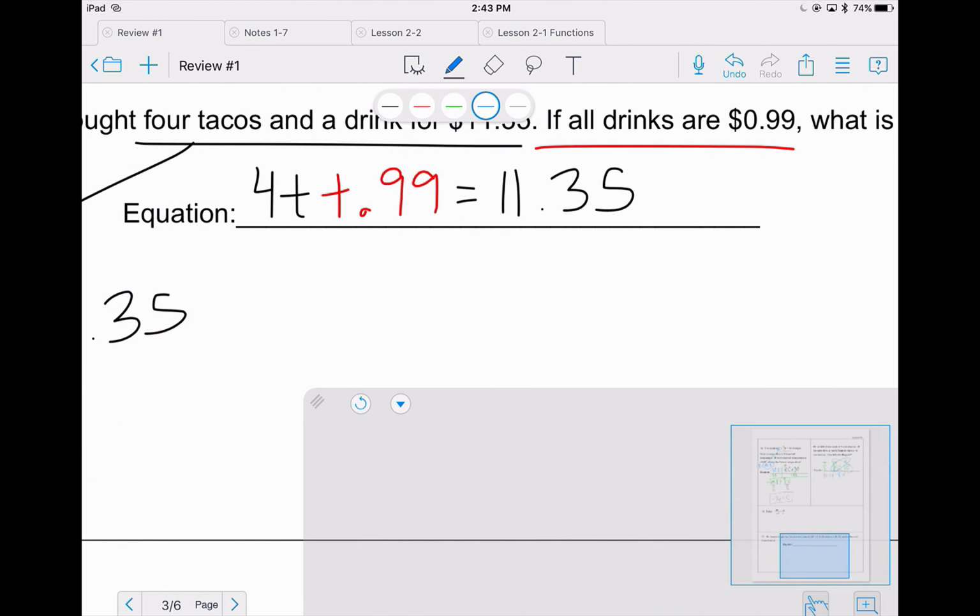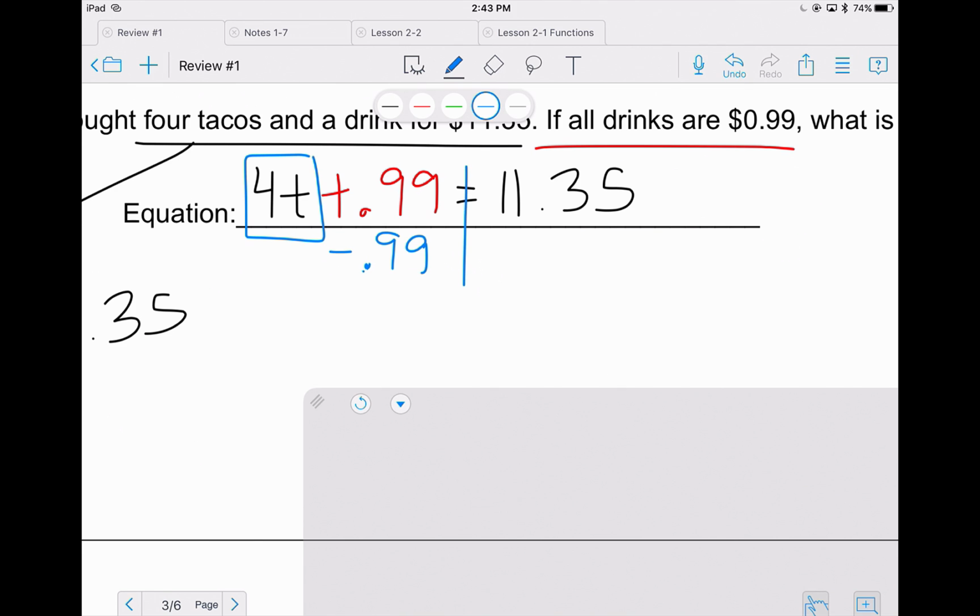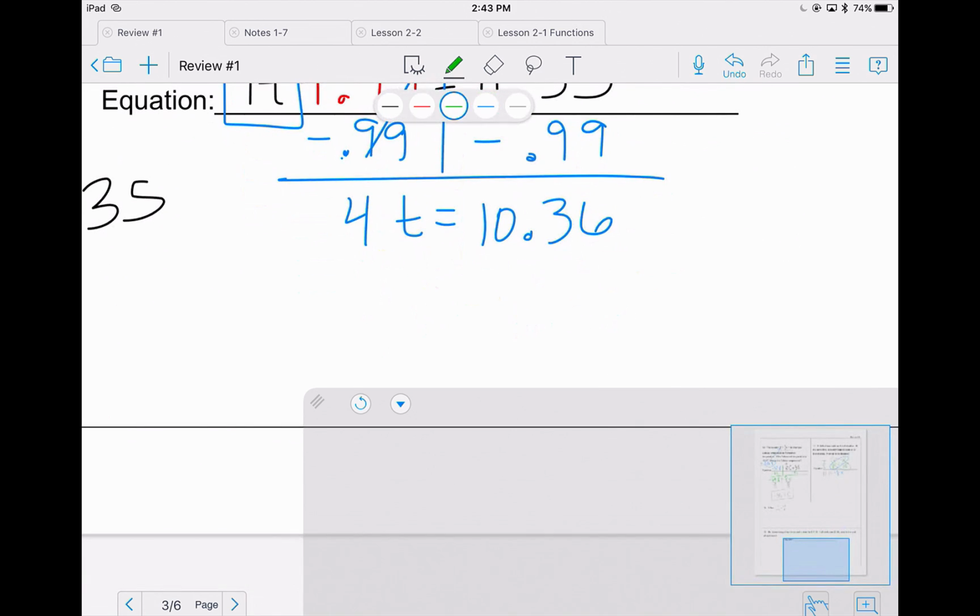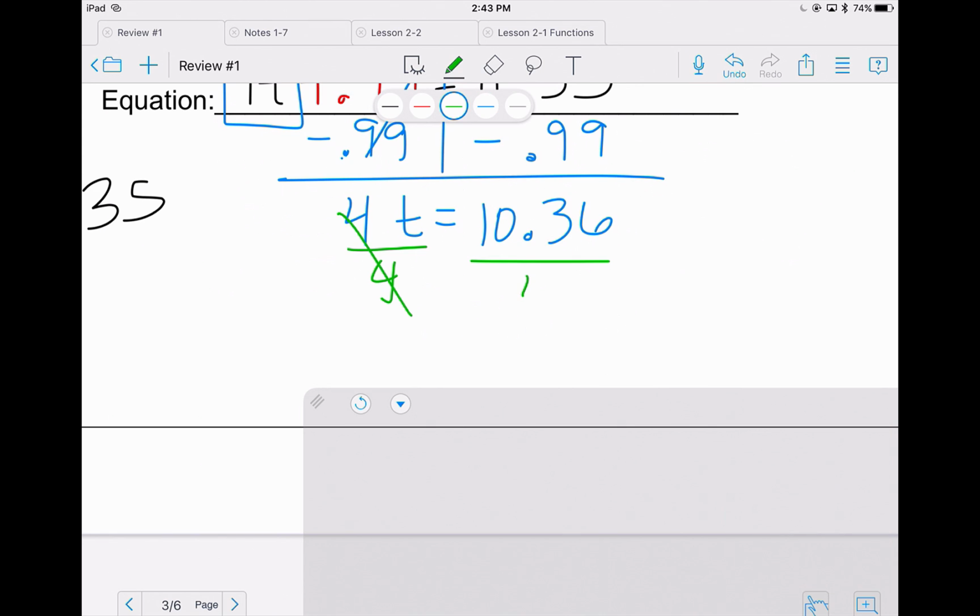And now to solve. I subtract 99 cents from both sides. 4t equals $10.36. Divide both sides by 4, and t equals $2.59.